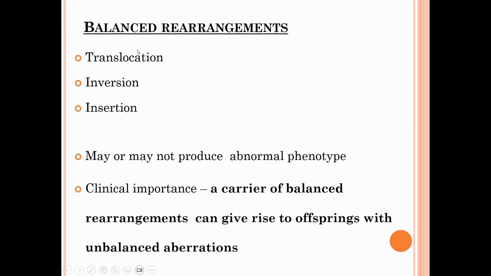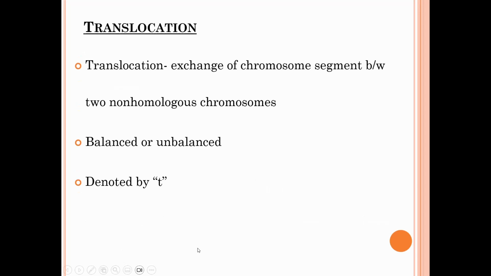Balanced rearrangement. Balanced rearrangement can be translocation, inversion or insertion. It may or may not produce an abnormal phenotype. Clinical importance: a carrier of a balanced rearrangement can give rise to offspring with unbalanced aberration, because suppose in one parent there is a balanced rearrangement, in the other parent also there is a balanced rearrangement, and both are adding up and resulting in unbalanced aberration.